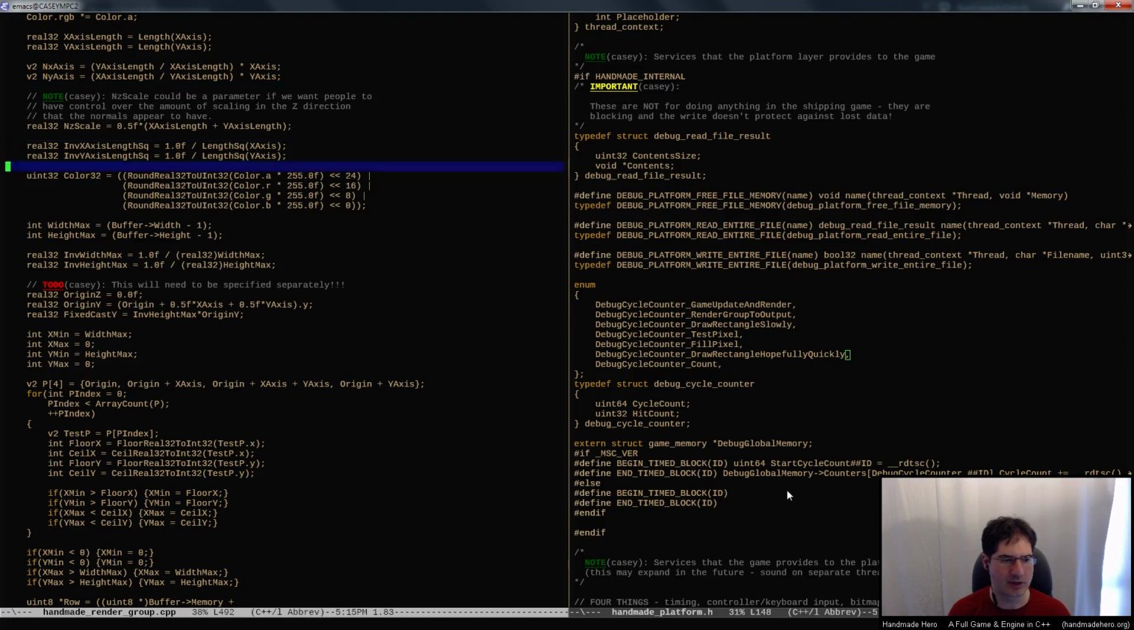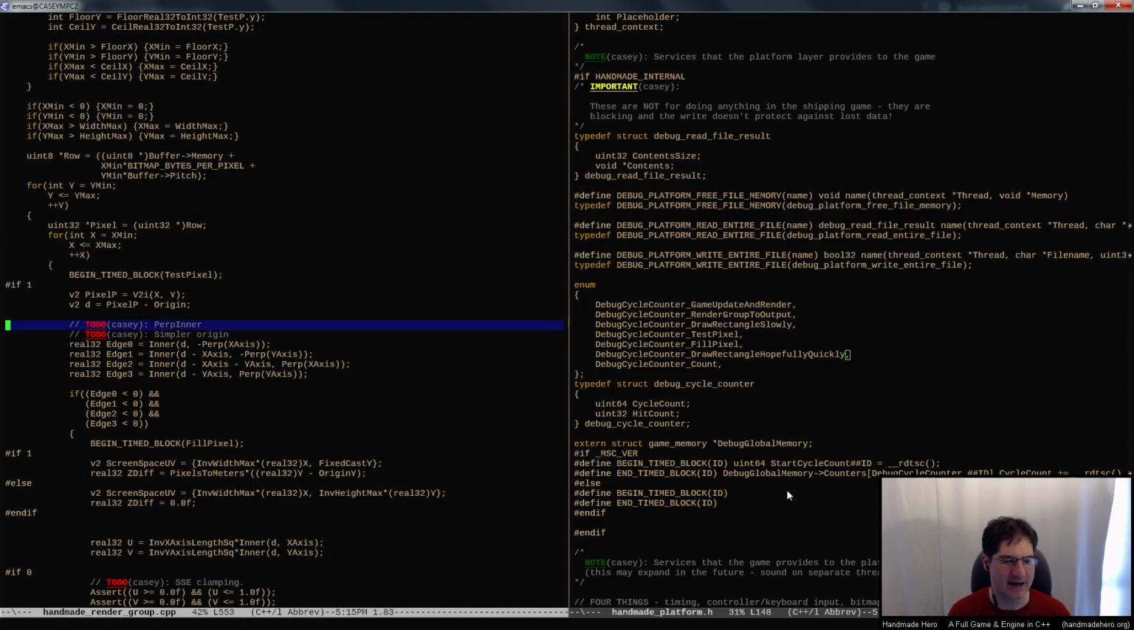Most of our time, we know from the performance counters, is spent inside these pixel loops. That makes perfect sense, because there are just a lot more pixels than there are rectangles, right? So you're spending a lot of time in here because there are a lot more pixels than rectangles, so it doesn't matter what you do per rectangle, per pixel is where the time is spent.